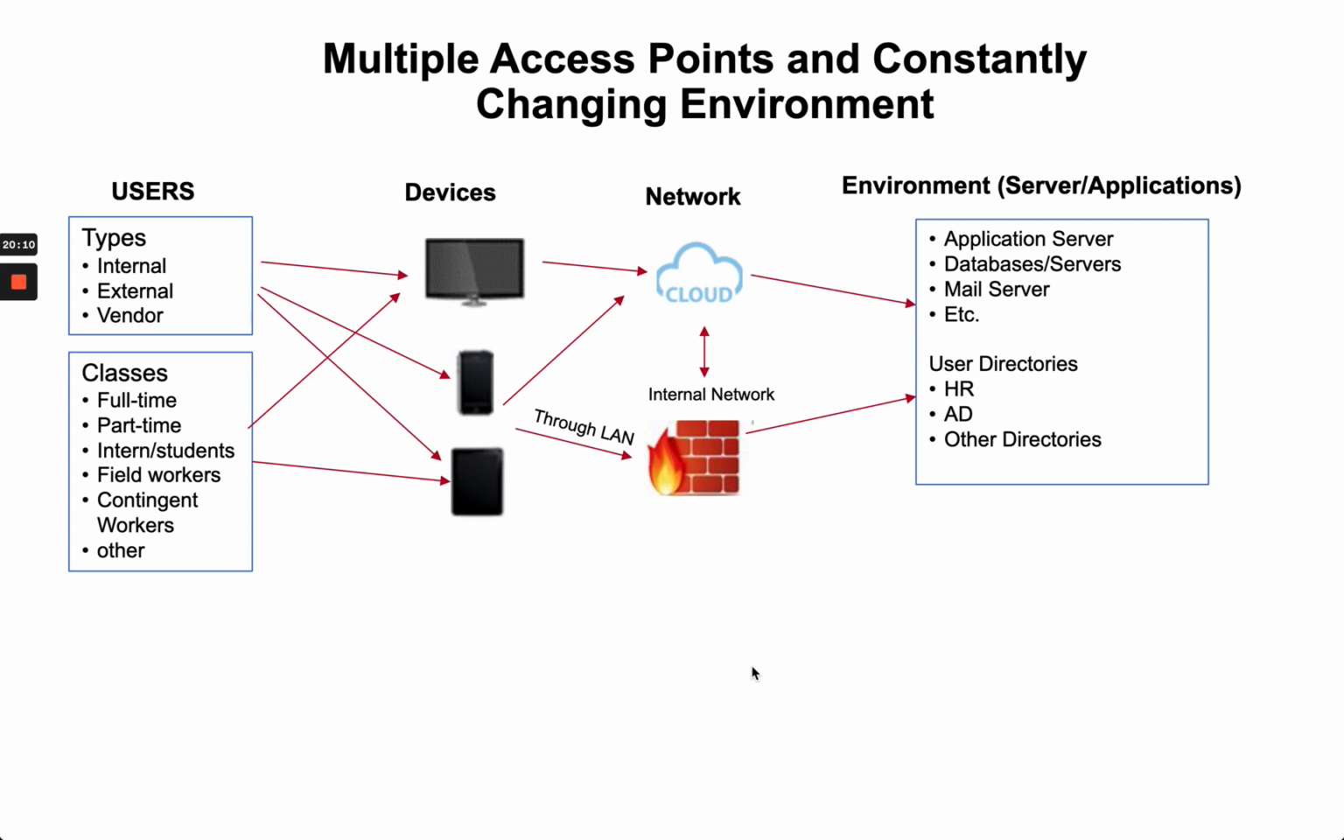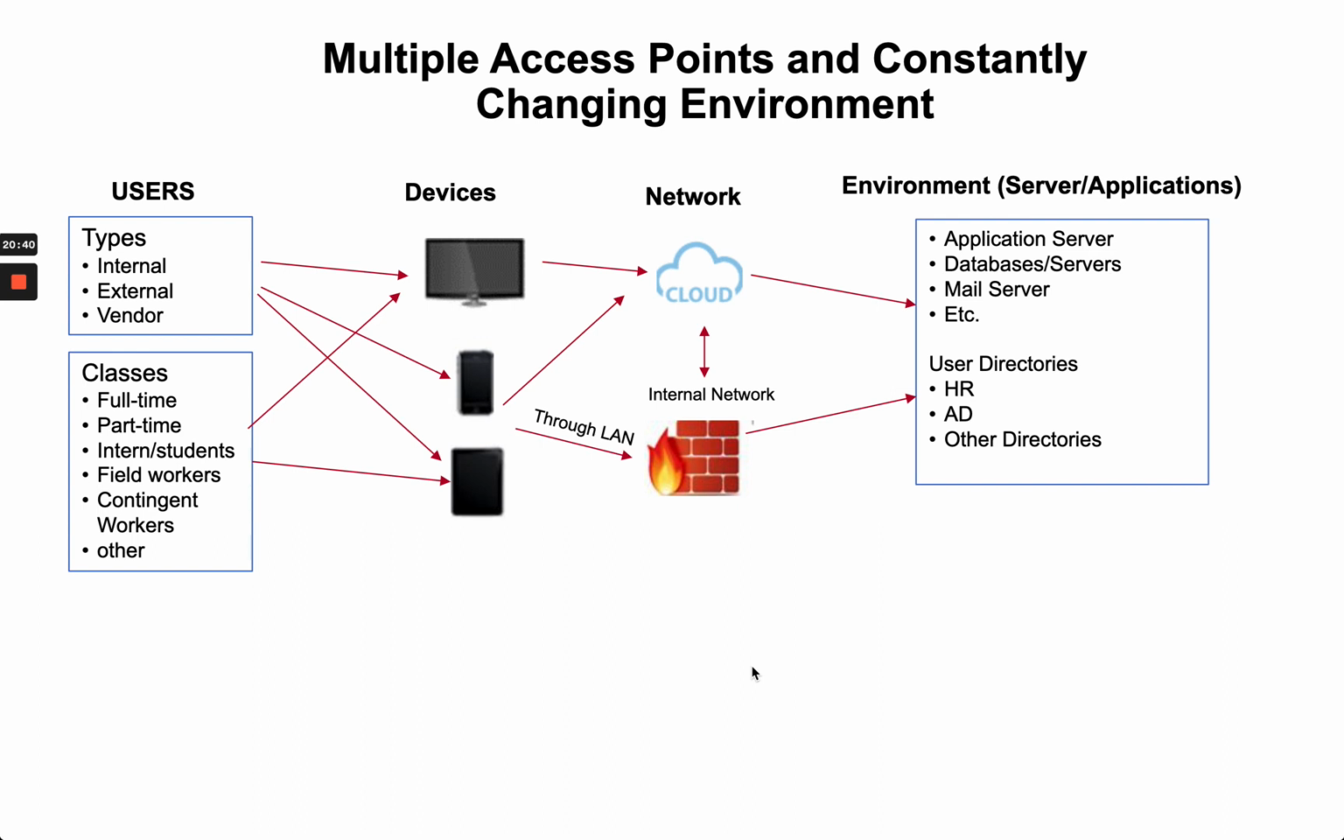Now, another complexity is the technical aspect of IAM. There are many types of users. Internal users: employees and contractors. Under contractors, there might be full-time contractors and part-time contractors. Under employees, you will have full-time, part-time, intern students, co-op students, field workers, contingent workers. So many different kinds of user categories or use cases you can have.